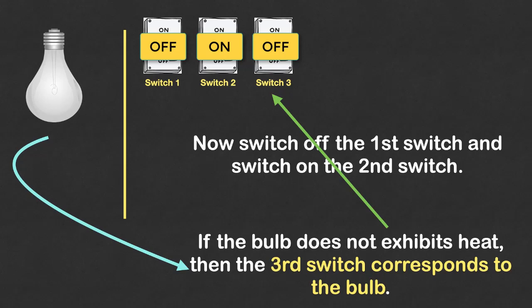If the light bulb does not glow, just touch the light bulb to check if it emits heat. If the bulb exhibits at least some heat, then the first switch corresponds to that bulb. If the bulb does not exhibit heat, then the third switch corresponds to the bulb. So by following these simple steps, you can identify which switch belongs to the bulb easily.